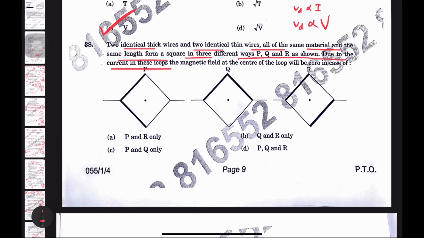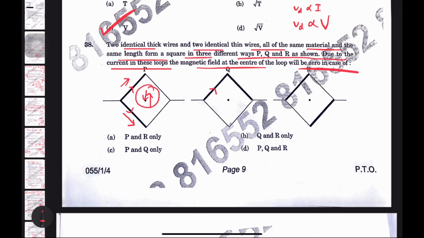Due to the current in these loops, the magnetic field at the center of the loop will be zero in case of... So now in the first case we are having two thick wires. These are the directions of current. Now when you place the thumb of your right hand in this direction and curl the fingers, your fingers will move inward. Now place the thumb of your right hand in this direction, and then curl the fingers, your fingers will come out at this point. So these fields are cancelling out each other.